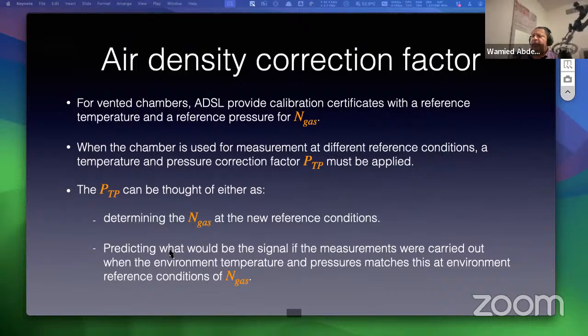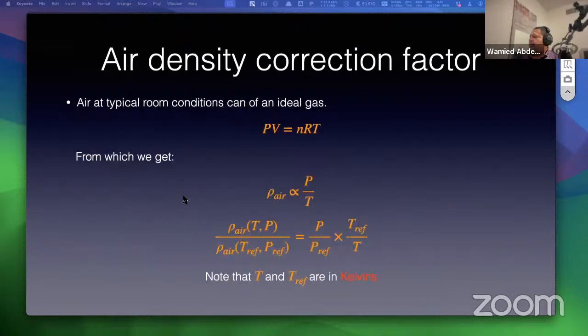Or you can think of it as basically we're trying to predict what would be the signal that we would have measured if the temperature and pressure at measurement were exactly the same as the reference temperature and pressure provided by the standards lab. So either you can think of it as a correction for the N-gas, or it's a correction to the signal. So how would this be obtained?